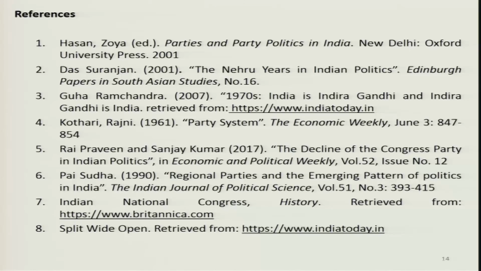The themes that I have discussed today, you can refer to the readings mentioned here, like Zoya Hasan, Parties and Party Politics in India; Suranjan Das, The Nehru Years in Indian Politics; Ramachandra Guha, 1970s, India is Indira Gandhi and Indira Gandhi is India; Rajni Kothari, Party System; Praveen Rai and Sanjay Kumar, The Decline of the Congress Party in Indian Politics; Sudha Pai, Regional Parties and Emerging Patterns of Politics in India. You should also refer to the website of the Indian National Congress Party to understand its policies, programs, ideologies and the promises.